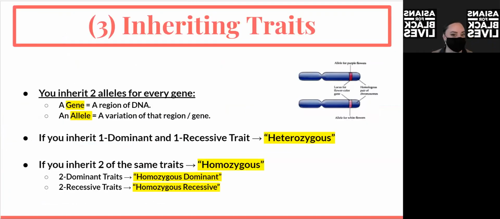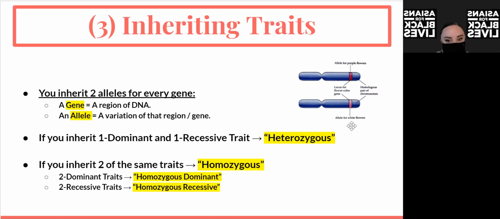So how do we inherit these traits, and what do we inherit? Because it's not just pea plants that this applies to, it's also us as humans and all other creatures on this planet. You inherit 2 alleles for every gene. A gene is a region of DNA that codes for a specific trait. And these variations are called alleles. So my example in my picture here is that if the gene is for flower color, one variation or allele might be for purple flower color, and another variation or allele might be for white flower color.